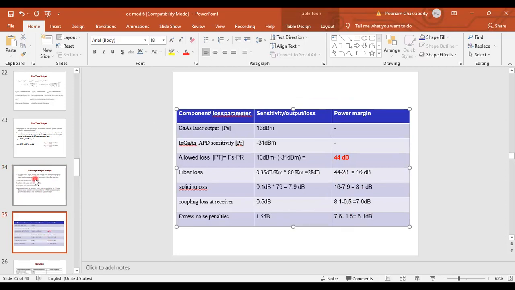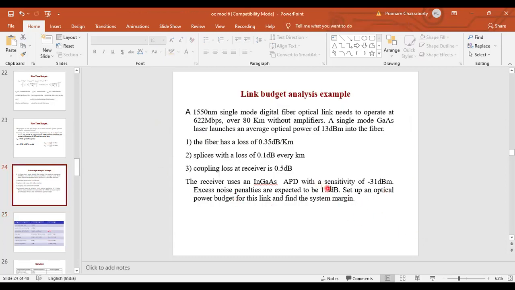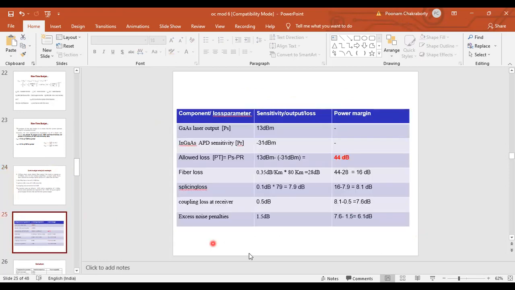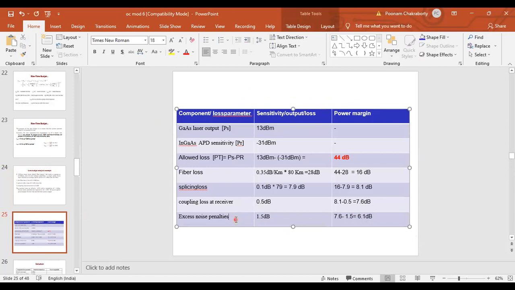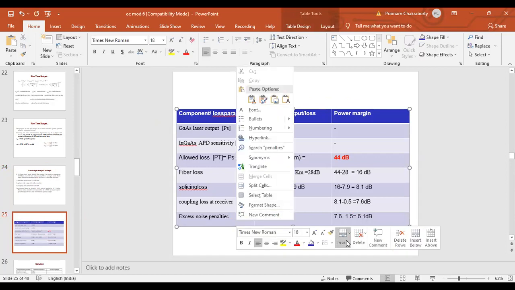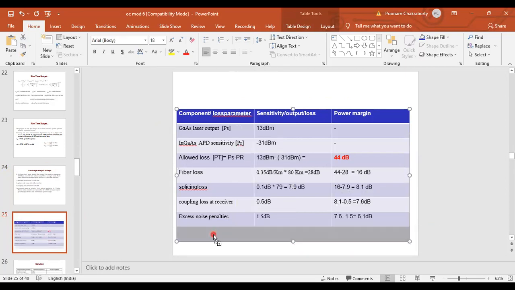So in the question, they told us set up an optical power budget for this link and find the system margin. So we have found the system margin. So here after this, you can add one table and you can write over here system margin is coming to be 6.1, and my answer is right because my range is 6 to 8 dB.